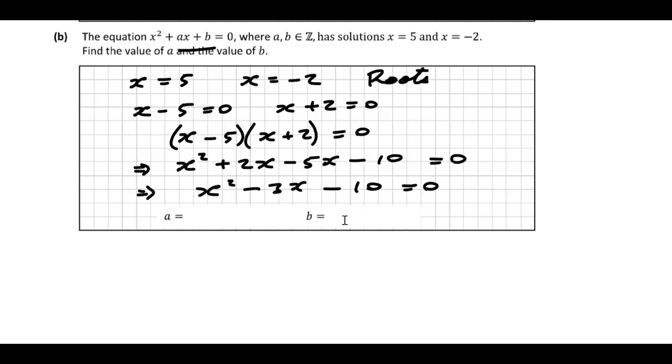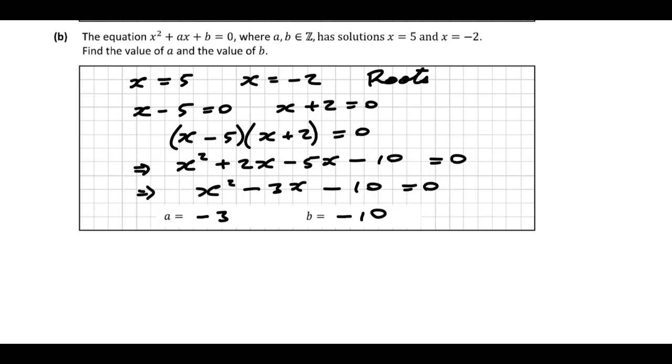So now we have it looking like this here. So we can just read off what a and b are. Well, a is what's in front of the x, it's the coefficient of the x, and we've got a minus 3 in front of the x, so a is minus 3. So that means b then is here, b must be minus 10.